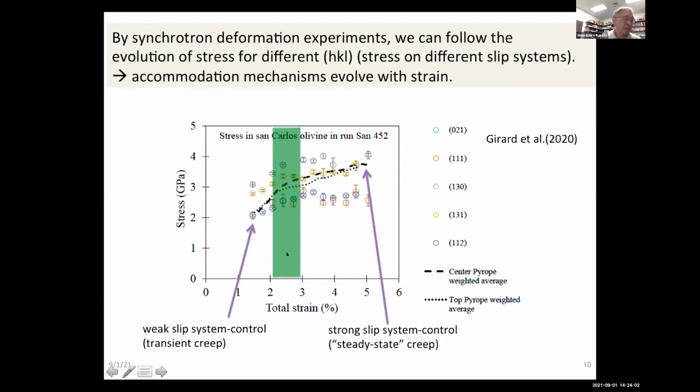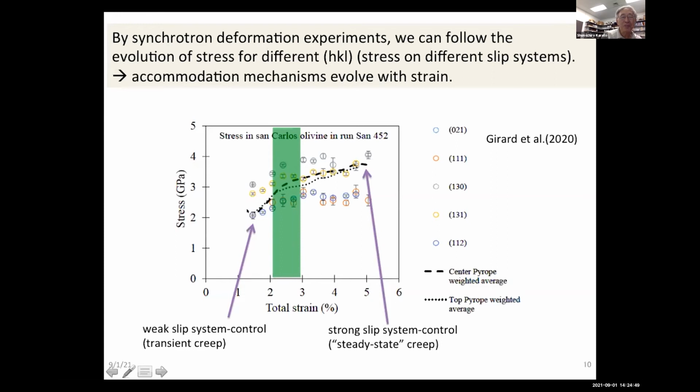The reason you can address this is that in synchrotron deformation experiments, we can measure the lattice strain for different diffraction planes, and the results show different magnitudes of stress depending upon the HKL, which indicates the plastic deformation is anisotropic. Then you compare these scattered stress estimates as a function of strain for your specimen deformation, and if you have a stress sensor in this particular experiment, the stress sensor gives the average stress of your sample by this solid line.